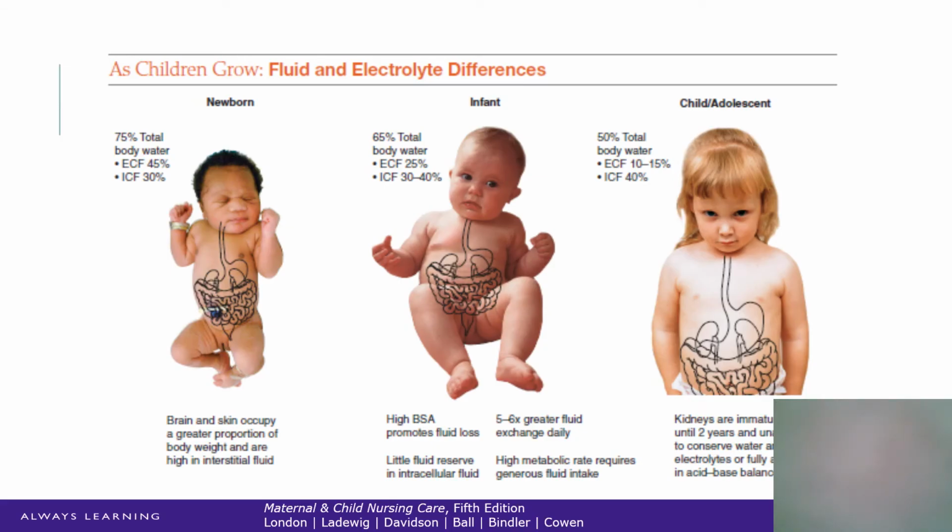This slide just gives a brief picture. This comes from the book, and it really does look at the differences in total body water going from newborn to child and adolescent. And you can see there is a great decrease in total body water because of the makeup of different things as we grow and the proportion at which various organs are involved in our bodies as our bodies grow from infancy to adolescence.